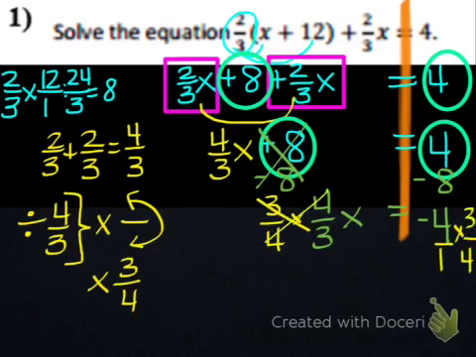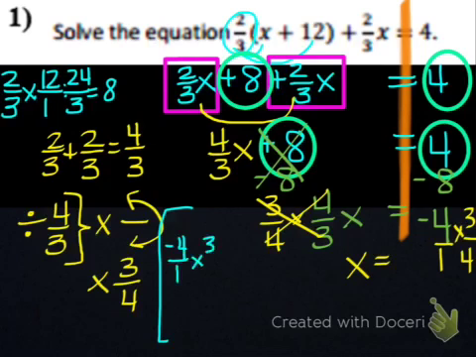So that cancels out, and I'm left with x equals, and again, they want you to show your work, so I'm going to separate this in a box right here. Negative 4 over 1 times 3 over 4. Just going straight across, we want to multiply. Negative 4 times 3 is negative 12. And then on the bottom, 1 times 4 is 4.